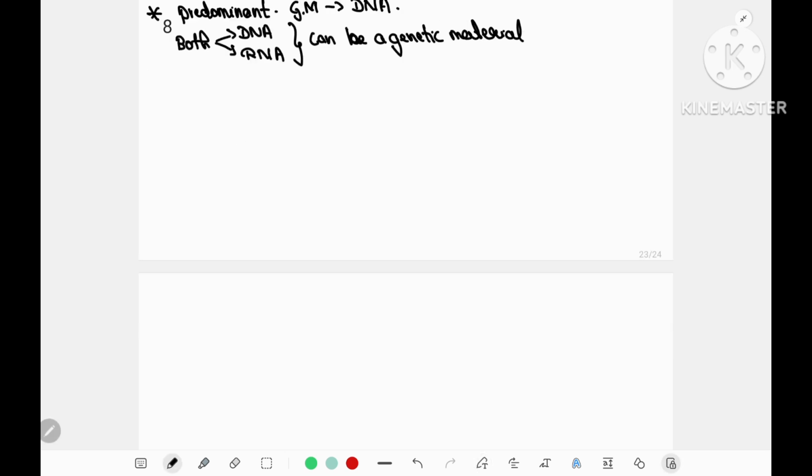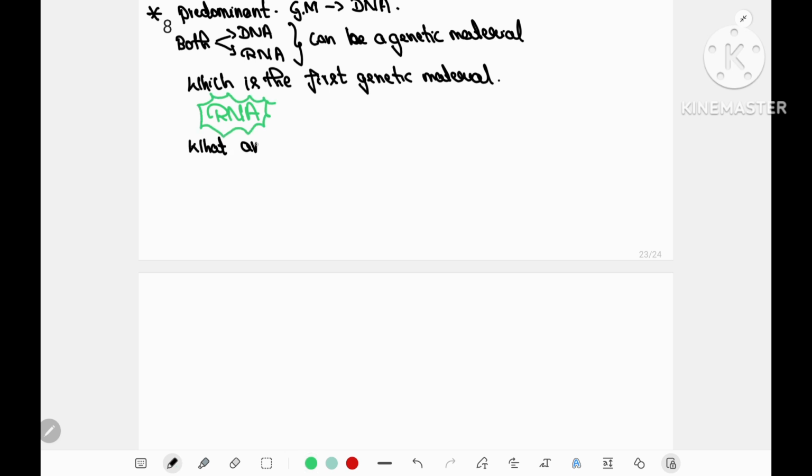The answer, of course, is RNA. So if you are asked which is the first genetic material, the answer will be RNA. Which is the predominant genetic material in living organisms? The answer will be DNA. Then we can ask one more question: what are the evidences to say RNA is the first genetic material? There are many evidences. Here we are going to discuss the two major evidences.